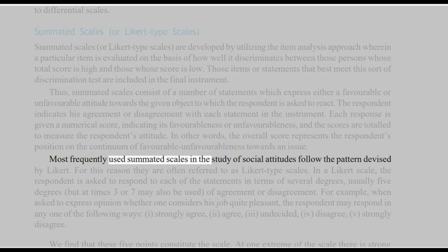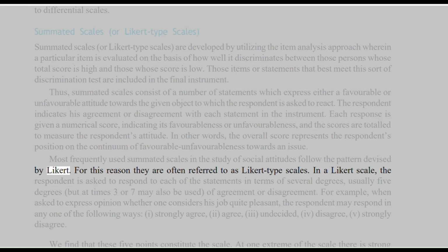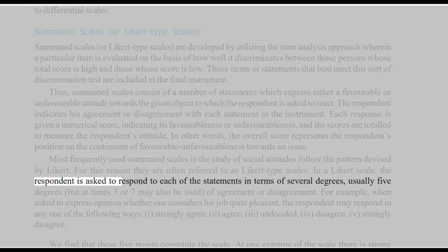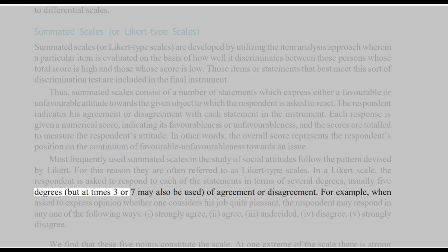Most frequently used summated scales in the study of social attitudes follow the pattern devised by Likert. For this reason, they are often referred to as Likert type scales. In a Likert scale, the respondent is asked to respond to each of the statements in terms of several degrees, usually 5 degrees, but at times 3 or 7 may also be used, of agreement or disagreement.